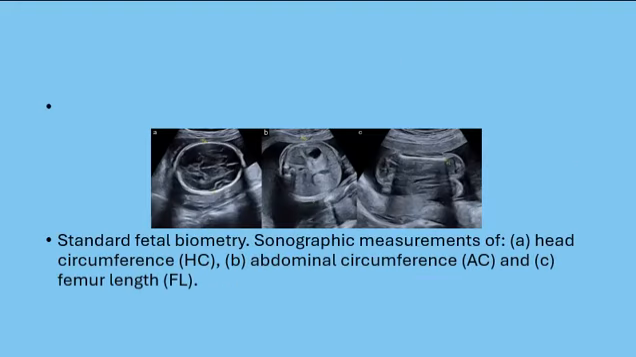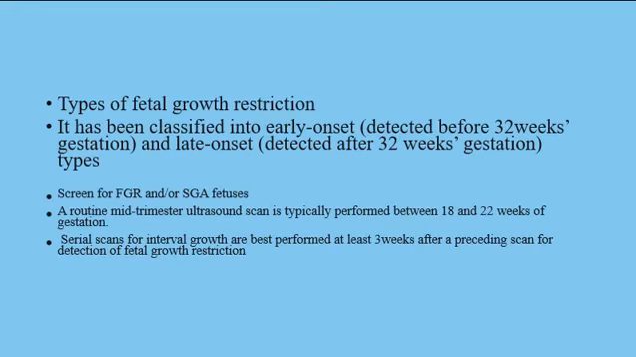Types of fetal growth restriction. It has been classified into early onset, detected before 32 weeks gestation, and late onset, detected after 32 weeks gestation, types. Screen for FGR and/or SGA fetuses. A routine mid-trimester ultrasound scan is typically performed between 18 and 22 weeks of gestation. Serial scans for interval growth are best performed at least 3 weeks after a preceding scan for detection of fetal growth restriction.